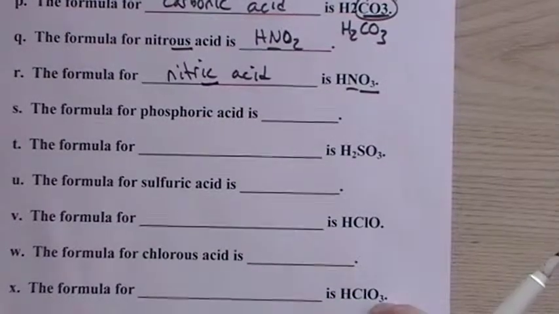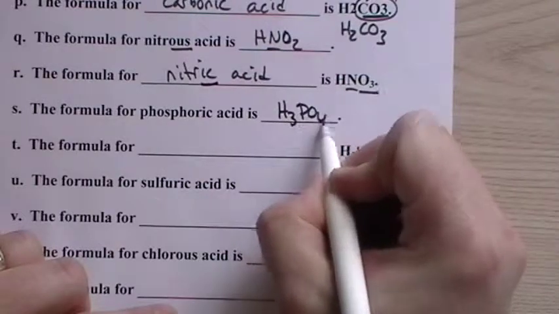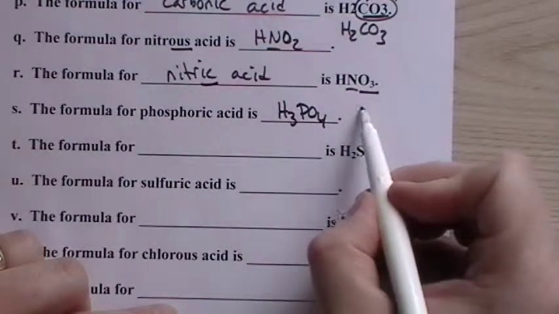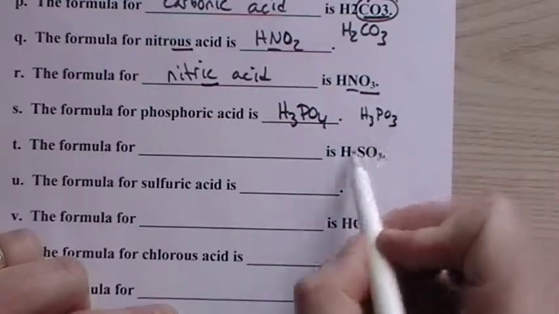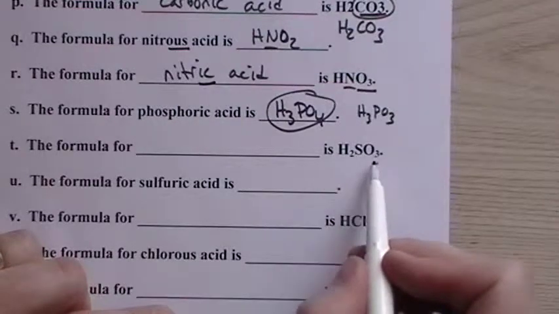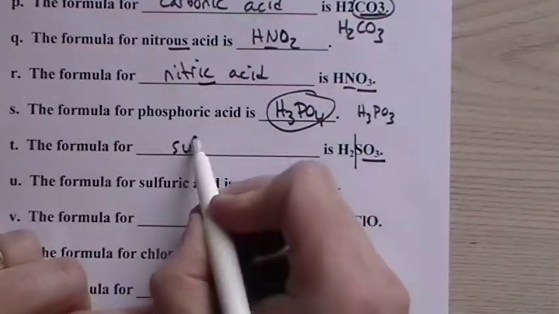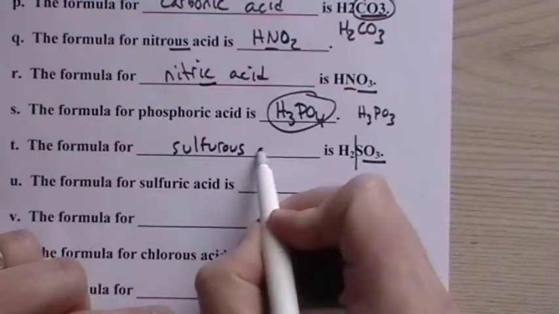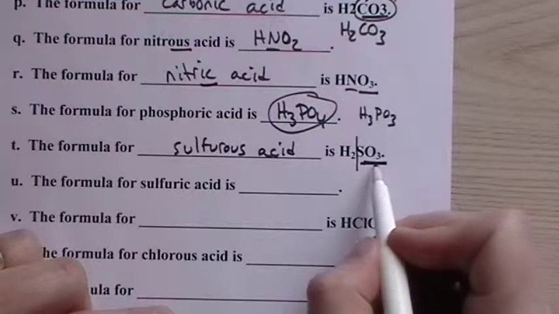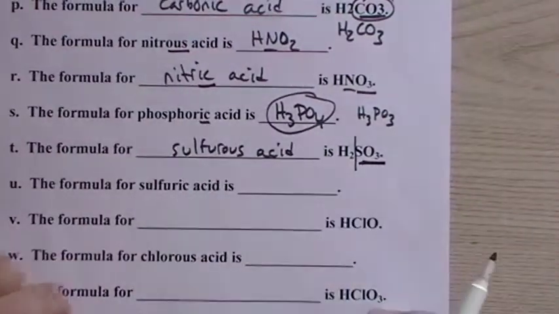It looks like I have them down here below. Phosphoric acid, H3PO4, and then phosphorous acid would be H3PO3. But this is the correct one here. Formula for H2SO3, this would be sulfur. This is the sulfite, and it changes to sulfurous acid. So the ite changes to OUS, and the ate changes to IC.